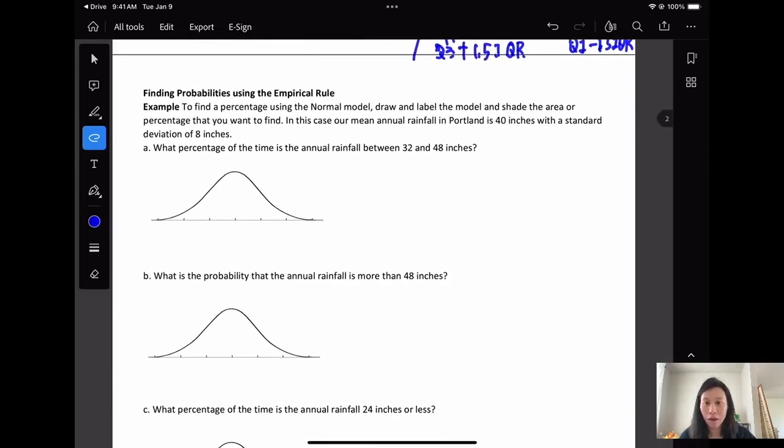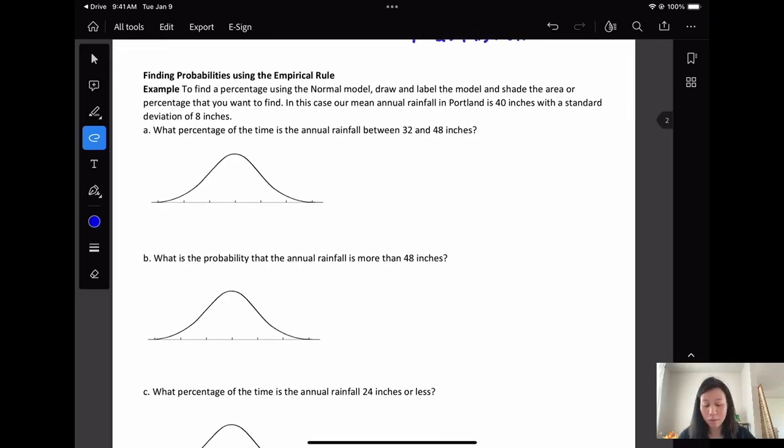have time. Okay, so how do we find the probability? By using the empirical rule. For example, to find the percentage using a normal model, draw and label the model and shade the area percentage that you want to find. In this case, our mean annual rainfall in Portland is 40 inches with a standard deviation of 8 inches. First, I want you to write this down so you know that these variables are going to follow the normal distribution with population mean 40, standard deviation 8.